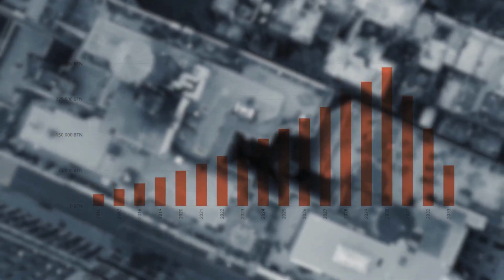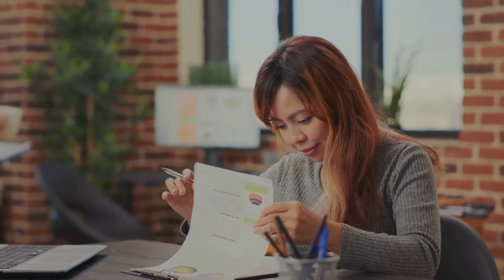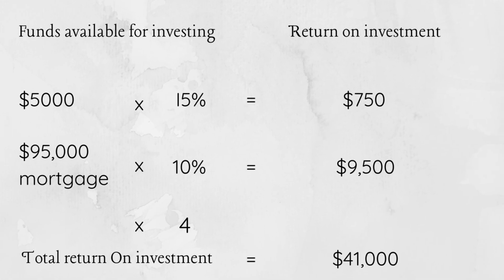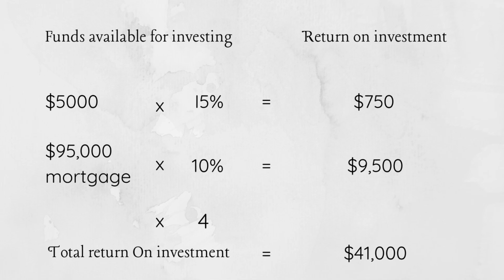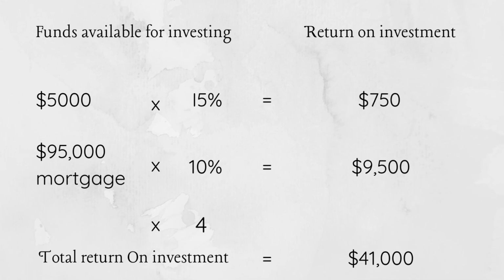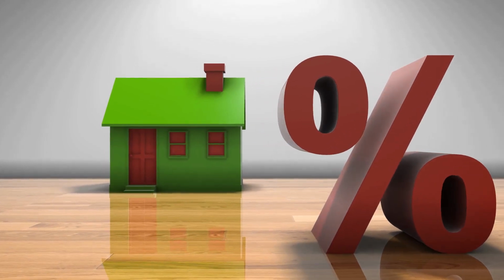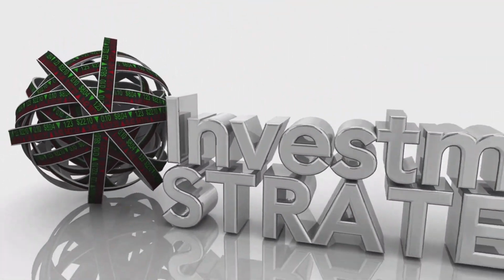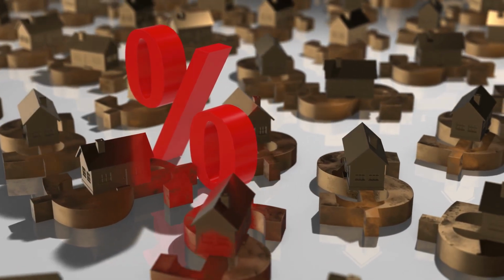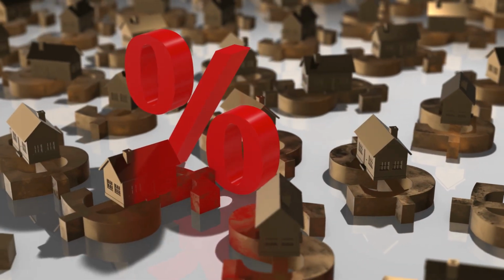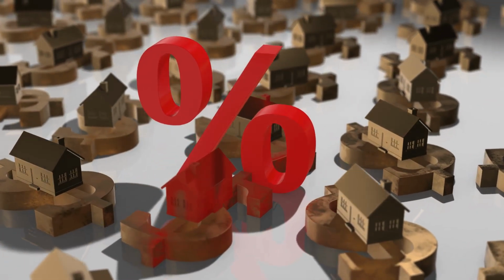Imagine you're Sarah, and you have $20,000 to invest. You find a property worth $100,000 with a return on investment of 15%. Ideally, you'd want to invest only $5,000 and borrow the remaining $95,000 at 5% interest. This way, you're making 15% on your $5,000 and 10% on the bank's $95,000. With the remaining $15,000, Sarah can potentially invest in another 3 properties, repeating the process.